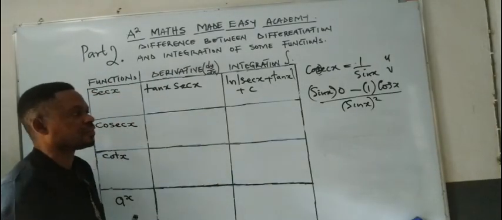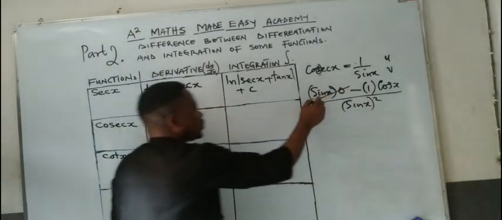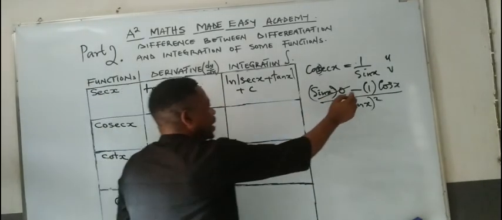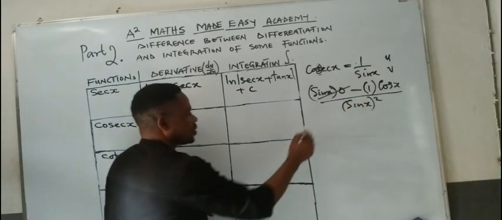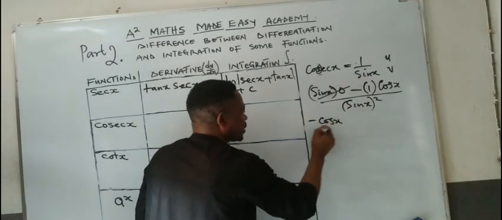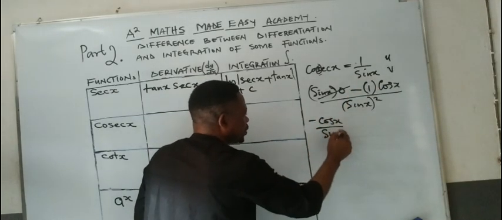Can we simplify this now? You agree with me that the whole of this will turn to 0. Then what remains is minus 1 times cos x, which will give us minus cos x over sine squared x.